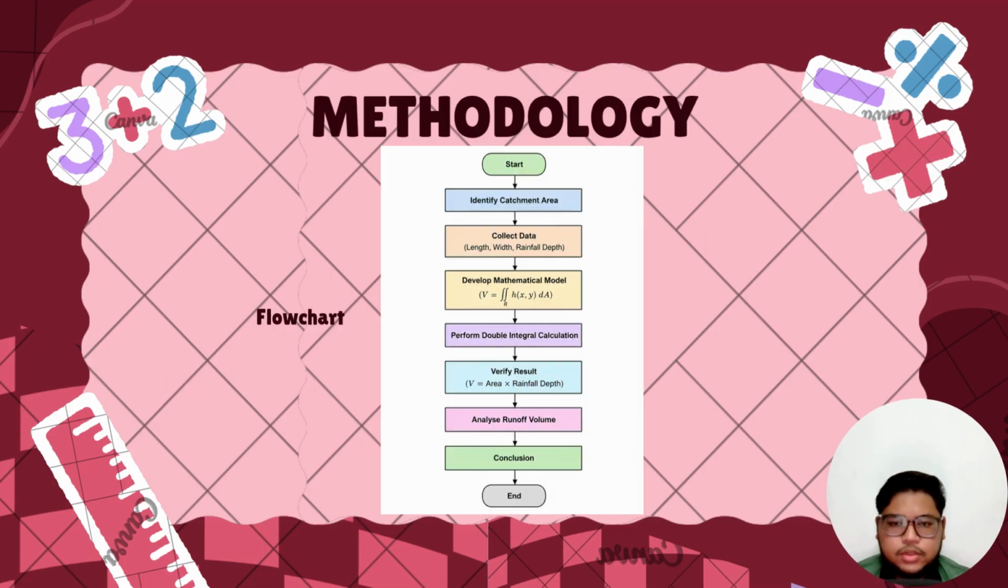Next, this flowchart shows the steps of our study. We start by identifying the catchment area and collecting the required data. Next, we develop the mathematical model and perform the double integral calculation. Then, we verify the results, analyze the runoff volume, and finally draw the conclusion.